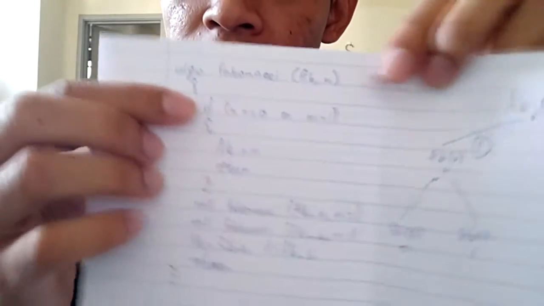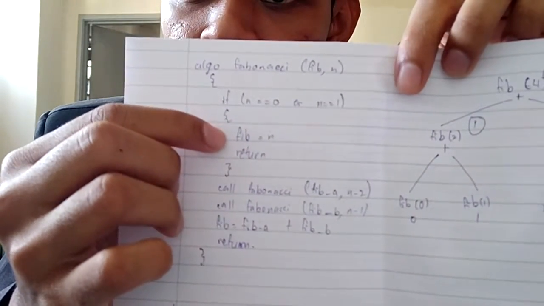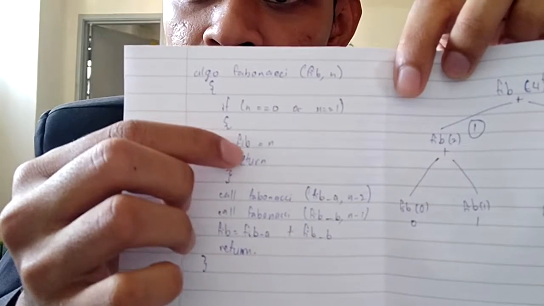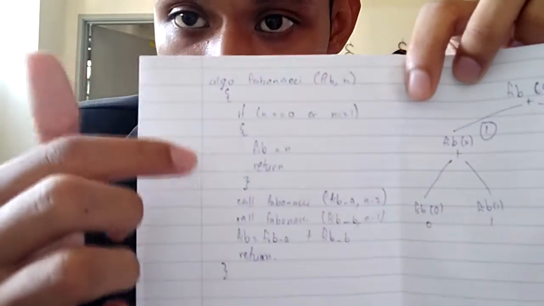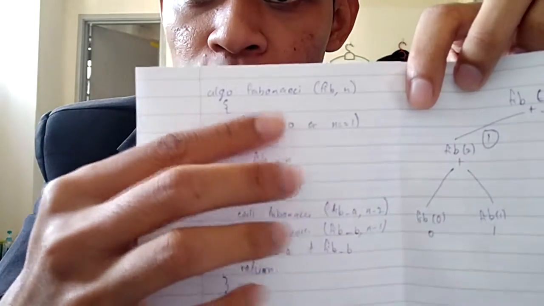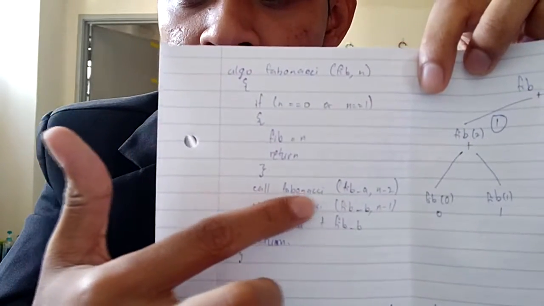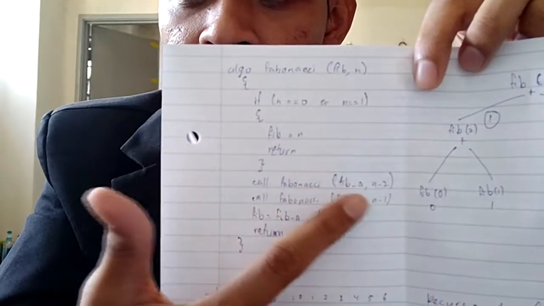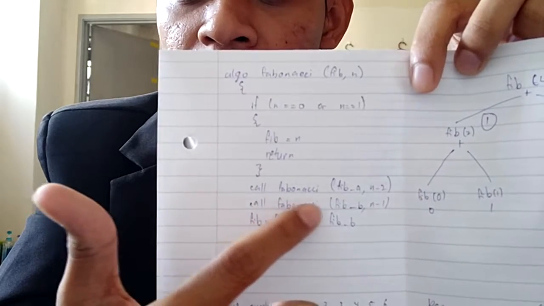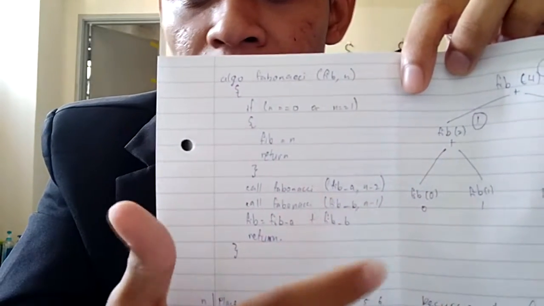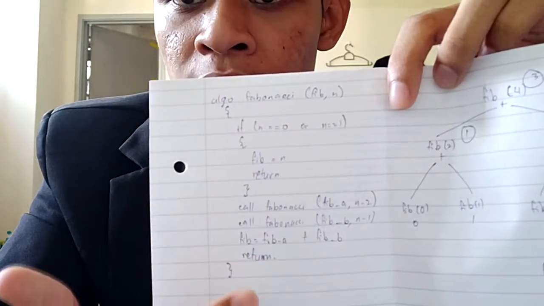We have to see here if the value of n is 0 or 1, then fib is the value of n, so fib is equal to 0 or 1. If the value of n is larger than 1, we have to use this: call Fibonacci fib a with n minus 1, n minus 2, then call again Fibonacci fib b with n minus 1. Then this is the formula, fib a plus fib b, then return.